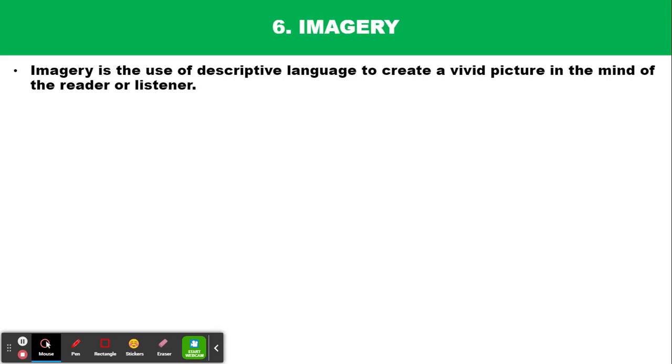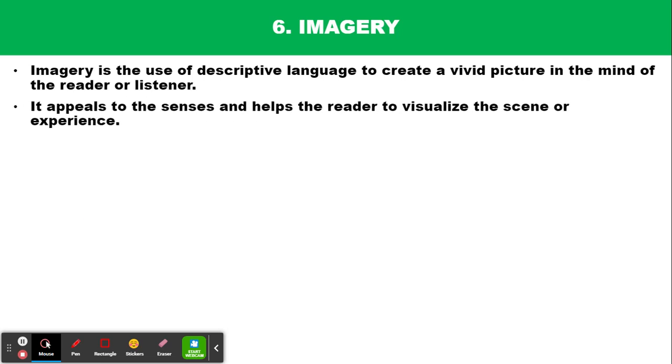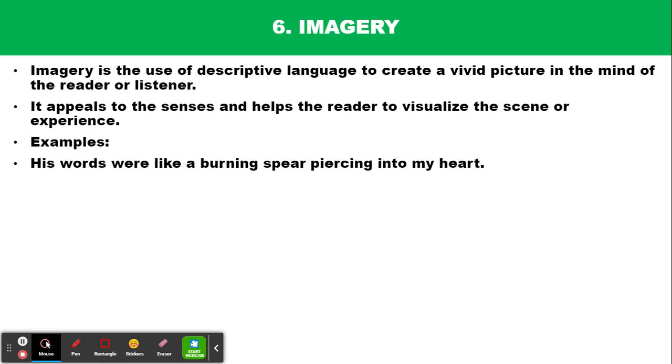Number 6, imagery. Imagery is the use of descriptive language to create a vivid picture in the mind of the reader or listener. It appeals to the senses and helps the reader to visualize the scene or experience. For example, his words were like a burning spear piercing into my heart.